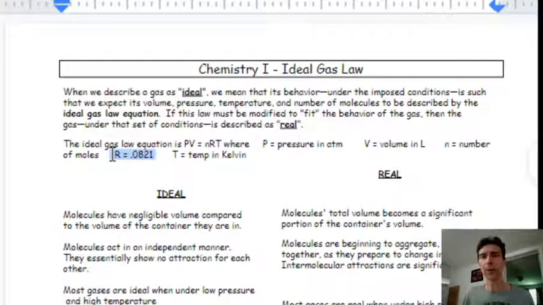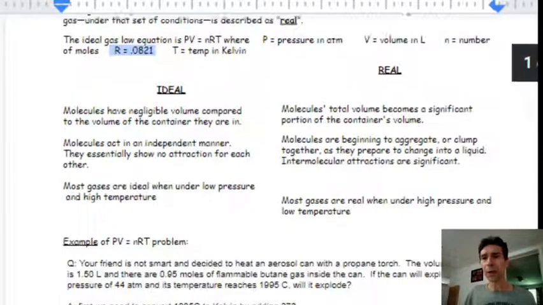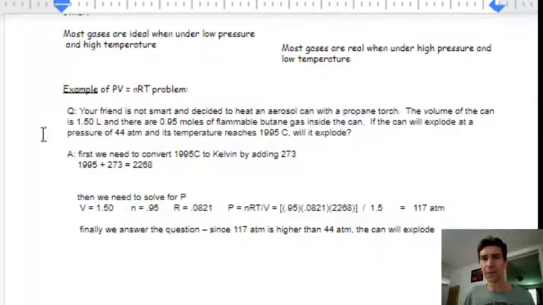They're really quite simple. I've done an example problem right here at the bottom of the first page, and you may want to take a look at that. The only thing that might trip you up is watch your temperatures. If your temperatures are in Celsius, like in here, this is 1995 C, remember you would add 273 to that to make it Kelvin. Otherwise, on this sheet, you shouldn't have to do any conversions.